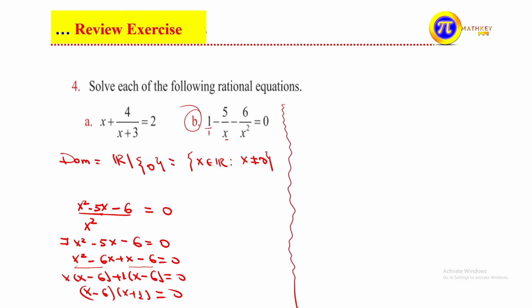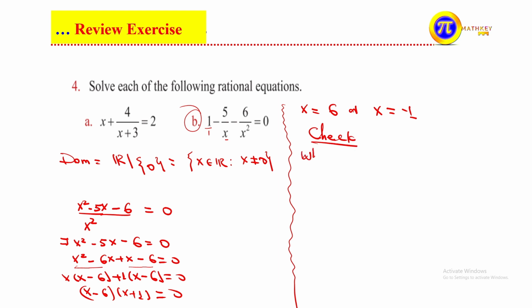Here, when we put them in order, this means x is equal to 6 or x is equal to negative 1. This will be the solution for this rational equation. Before we take these as solutions, first we will check whether they satisfy the equation or not.